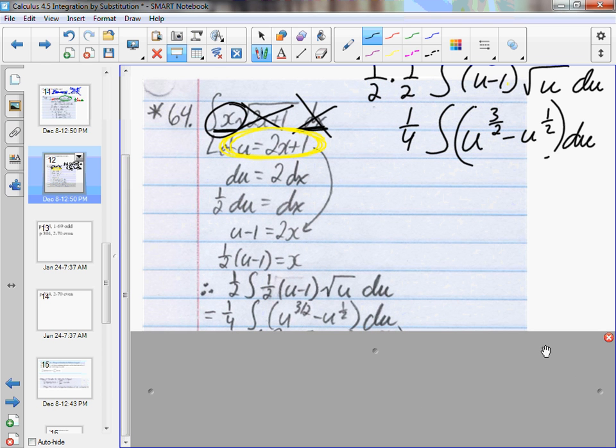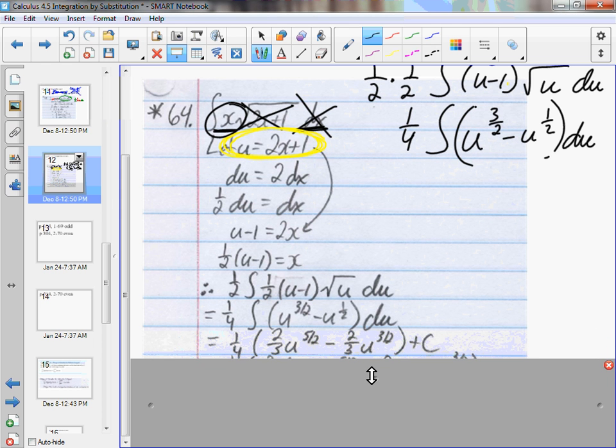So you with me? All right, so here we go. Keep the 1/4 out in front. The antiderivative of u to the 3/2: power rule it. Add 1 to the exponent. 3/2 plus 1 is 3/2 plus 2/2, which is 5/2. Then you have to divide by that new exponent. Dividing by 5/2 means multiplying by 2/5.